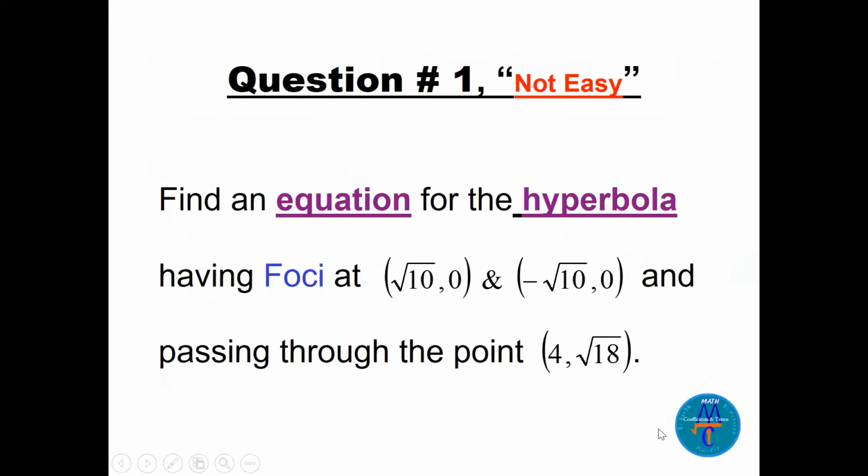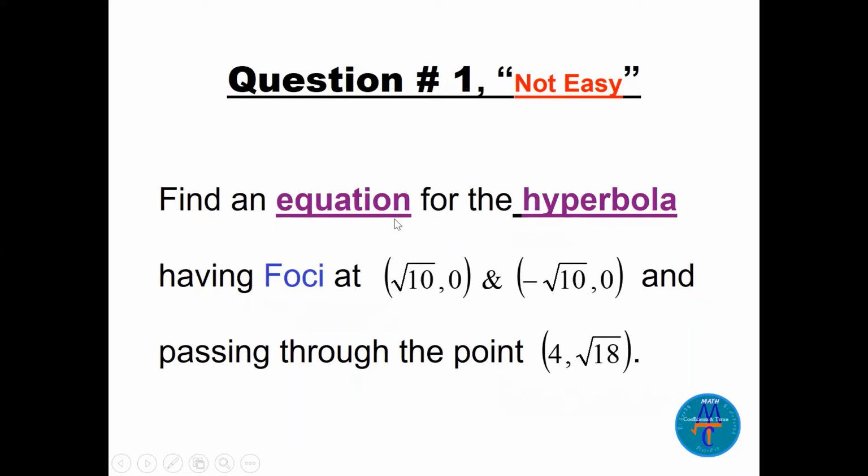All right, let's see, question number 1. Sorry guys, question number 1, I said not easy. It is easy, but not easy. I will tell you why it's easy. It's easy because the center here is 0, 0. So h, there's no shifting. It is not easy because we have some ugly numbers here, square root of 18 in the question. So it is both ways.